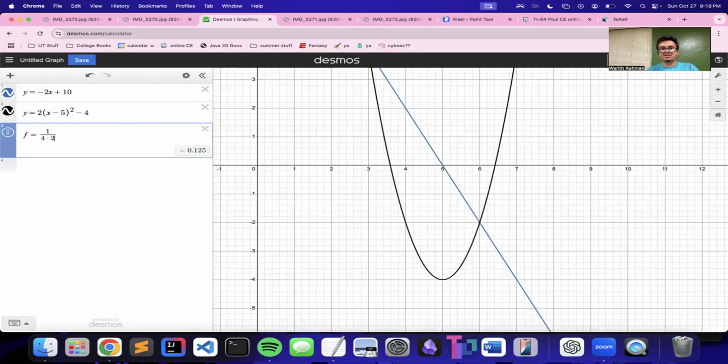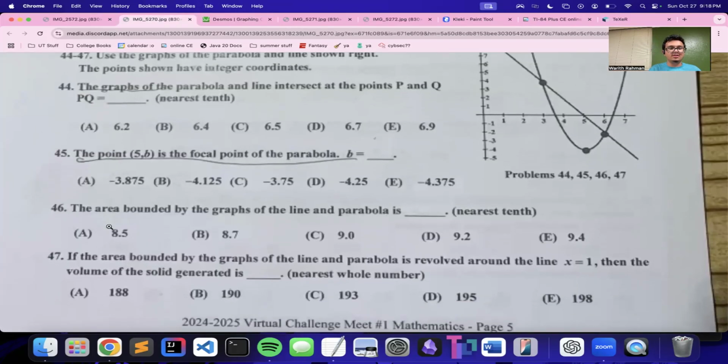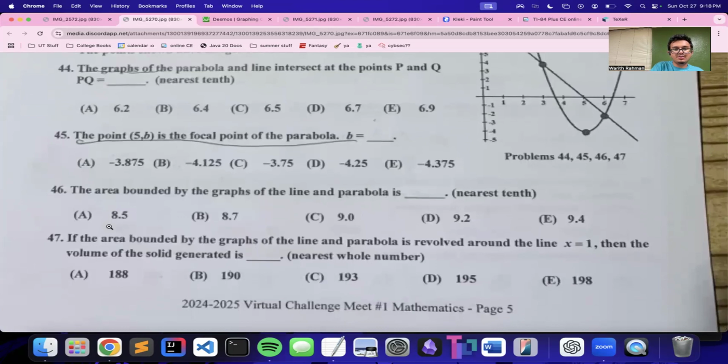The focus is going to be within the parabola. So if our vertex is at 5, negative 4, our focus is going to be 5, comma, negative 4 plus this 1/8, which in this case is negative 3.875. 46, the area bounded by the graph of the line and the parabola is what?